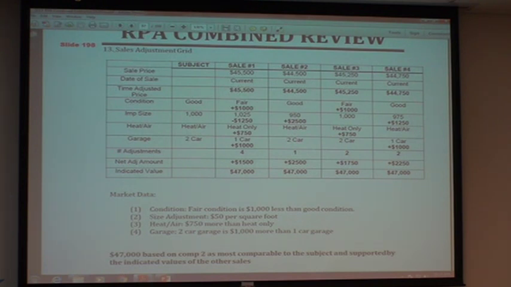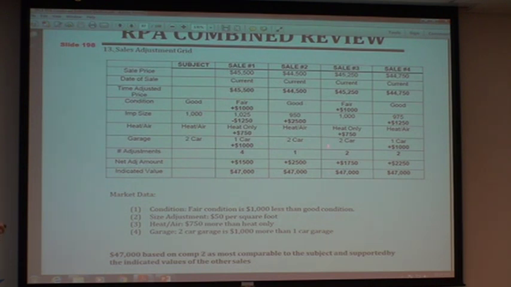Cell number 3 has a fair to good adjustment and a heat-to-heat and air adjustment, 2 adjustments for 1,750. Cell 4 has a square footage adjustment and a garage adjustment for 2,250. $47,000 across. The question says, which comp is the best comp?